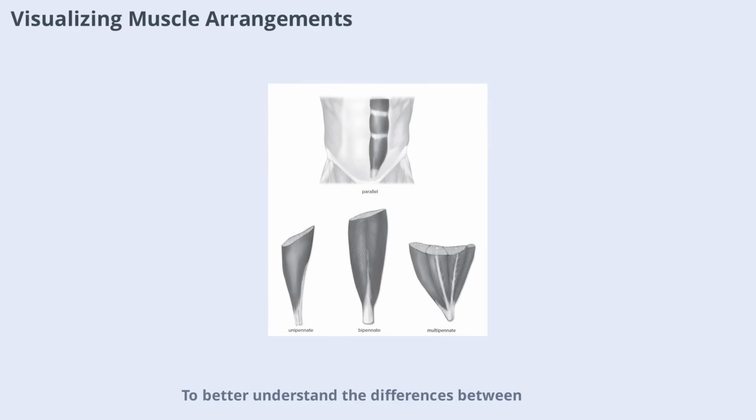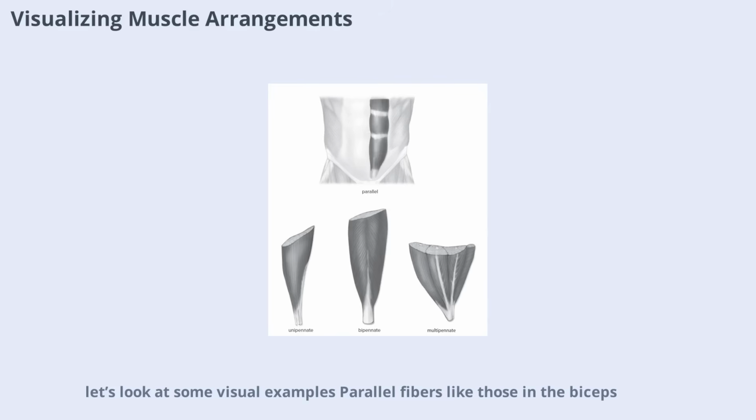To better understand the differences between parallel and pennate muscle fiber arrangements, let's look at some visual examples. Parallel fibers like those in the biceps allow for large movements, while pennate fibers found in muscles like the quadriceps are designed for powerful contractions. These structural differences are key to the diverse functions our muscles perform throughout the body.